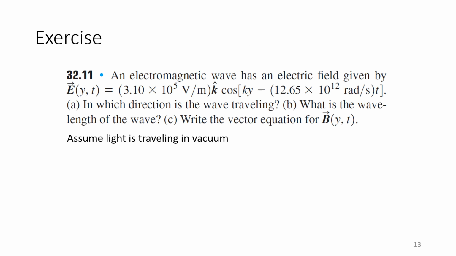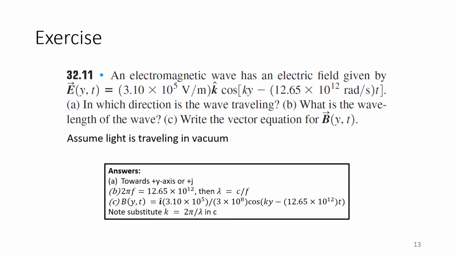Let's answer a few exercises to sharpen our understanding. An electromagnetic wave has an electric field given by E(y,t) is equal to 3.1 times 10 raised to the 5 volt per meter, that's your magnitude, k hat, times cosine (ky minus 12.65 times 10 raised to the 12 radians per second t). The following questions are A, in which direction is the wave traveling? B, what is the wavelength of the wave? And C, we're asked to write the vector equation for B(y,t). And an important part is we assume that the light is traveling in vacuum.